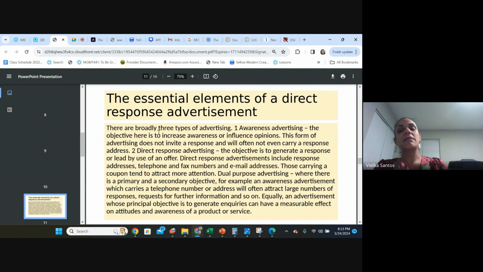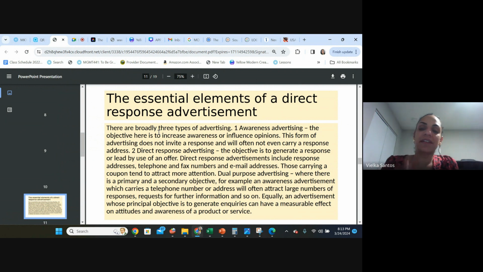Direct response advertising: the objective is to generate a lead by use of an offer. Remember, a lead is a person that is interested in your business, in your organization. Direct response advertisements include a response address, telephone, email. Those carrying a coupon tend to attract more attention.